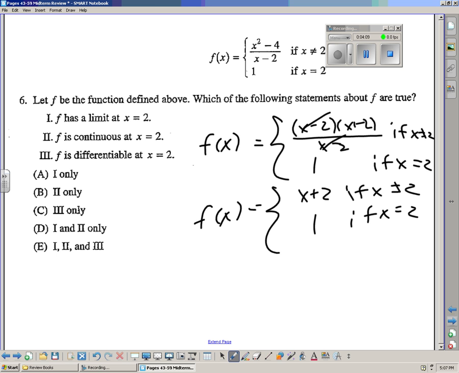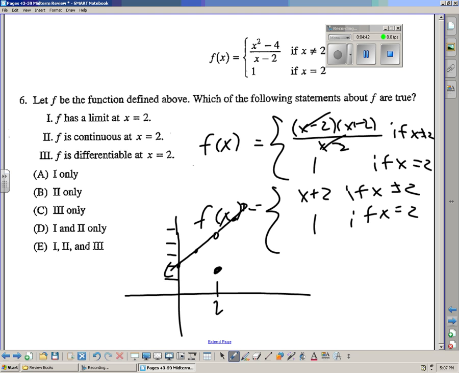So we can quickly sketch this, and if you sketch this pretty quickly, it will give you a very nice pictorial way to do this problem. The graph is x plus 2 if x is not equal to 2, so it's just the line with slope 1 and y-intercept of 2, as long as x is not 2. So we would put a hole there at 2, and we know the function value at 2 is actually 1. So here is our graph.